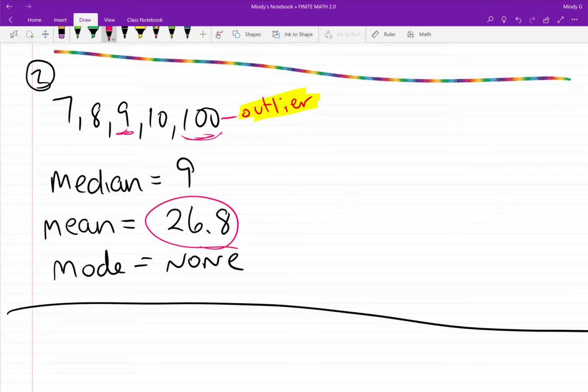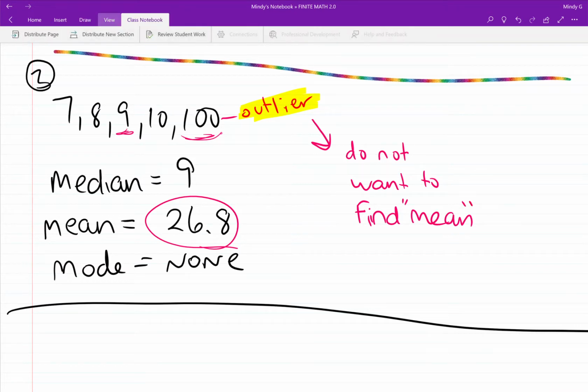Go back to my test values. I have most of the class making C's, and 3 people did zeros. Those are outliers, right? They will mess up your average. So if there's an outlier, you want to avoid the mean. Okay, that's our first hint as to which is the best description.